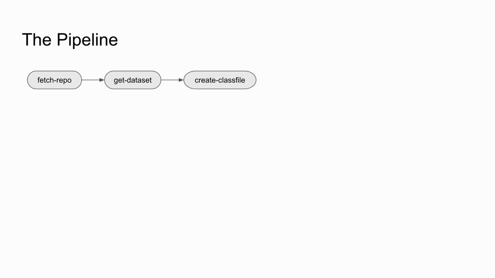Now that our training job is running, let's go over the pipeline tasks and get an understanding of the workflow. Fetch repo pulls our Git repo code into the pipeline workspace. Get dataset pulls our zip file into the workspace and unzips it. Create class file picks up the classes.txt file and converts it to a YAML format that can be consumed by YOLO. This is a template which also identifies the folder structure for the training.